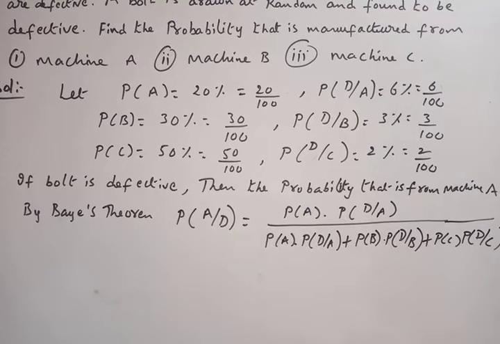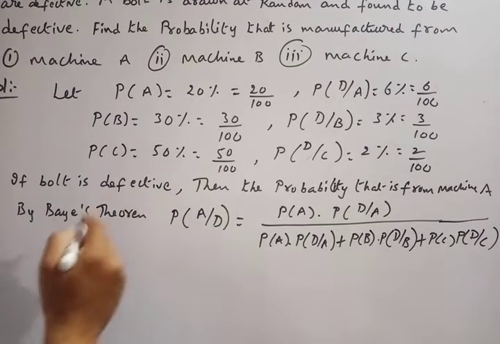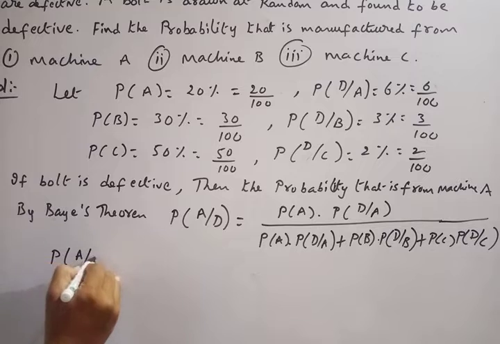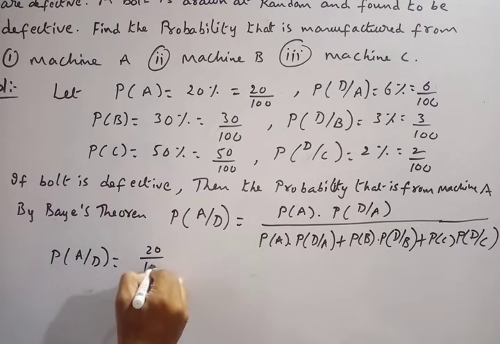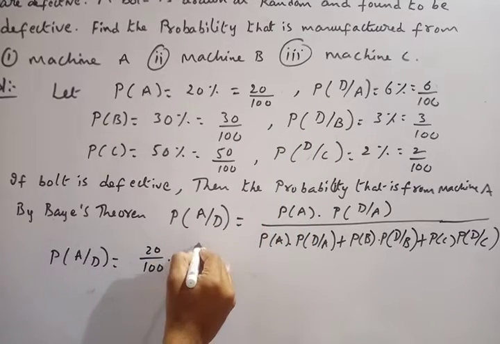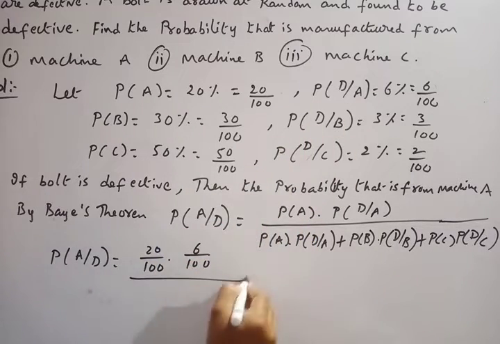So this is the Bayes theorem formula. Now substitute all the values quickly. So P of A by D is equal to, P of A is how much? 20 by 100. So P of D by A is how much? 6 by 100. Don't cancel, keep it like this only.